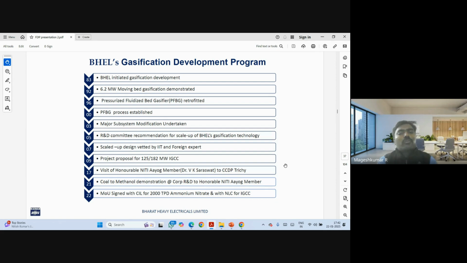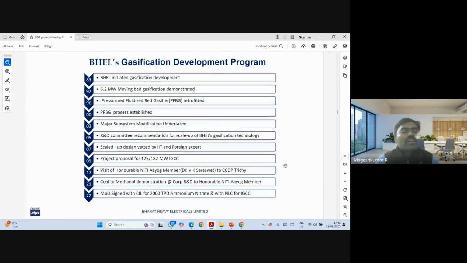It was successfully operating, but during operation, a lot of issues were faced. Based on the issues, in 96 it was retrofitted with a pressurized fluidized bed gasifier. Even today, it is there at Trichy. If anybody comes to the BHEL Trichy plant, make a visit. It was visited by almost the top technocrats of the nation.